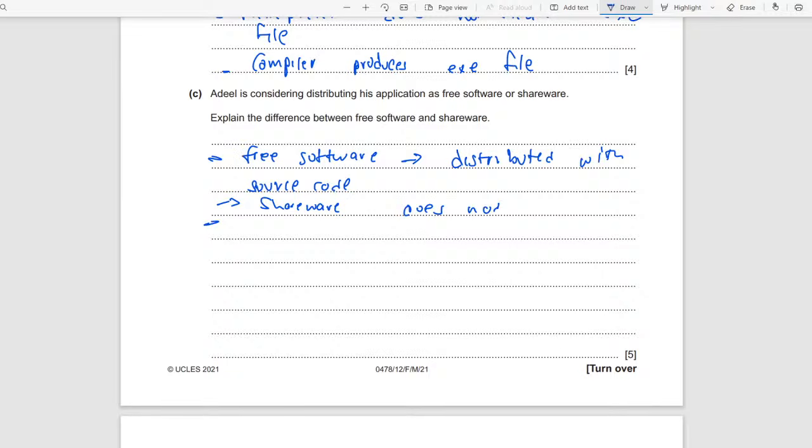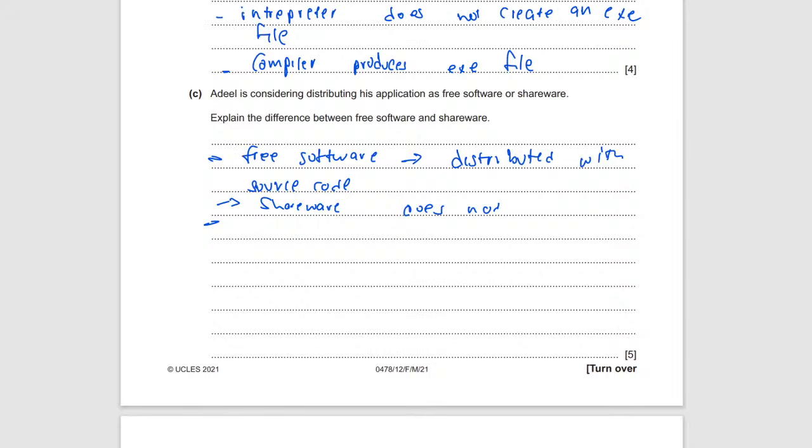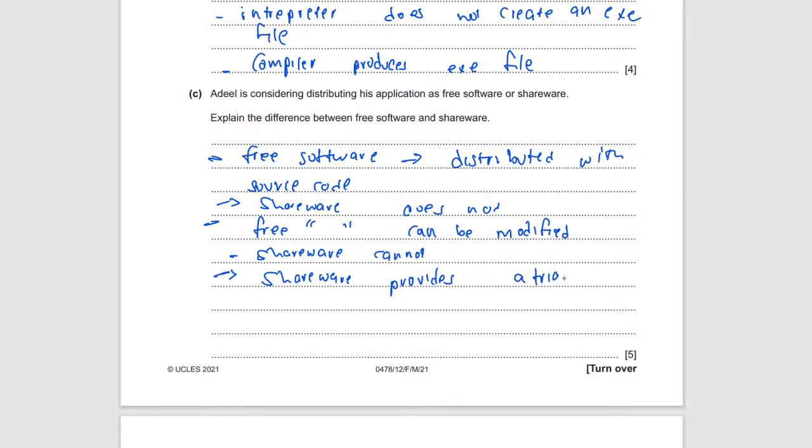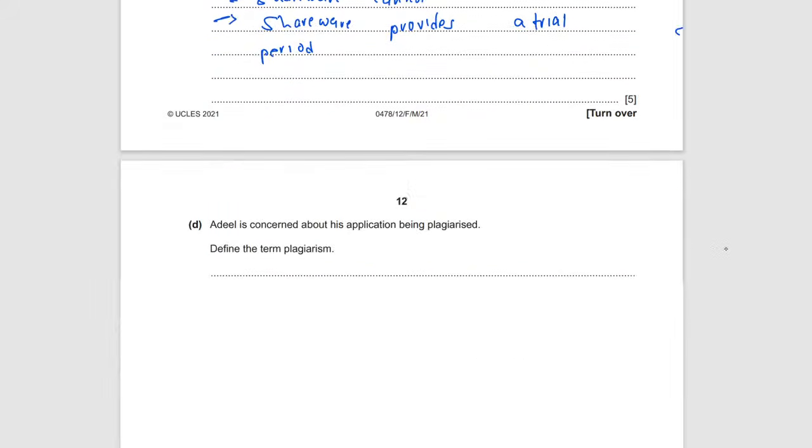The next difference is that free software allows modification, whereas shareware cannot be modified. So free software can be modified, whereas shareware cannot. That will give you 4 marks. Let's just mention one more. You can also say shareware usually provides a trial period, or it has maybe limited features before having the entire thing.